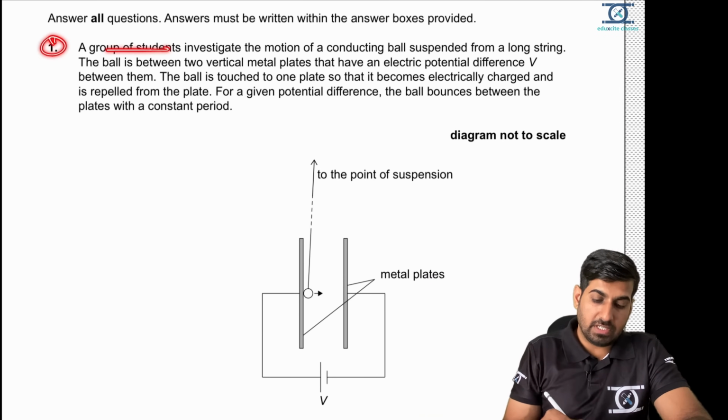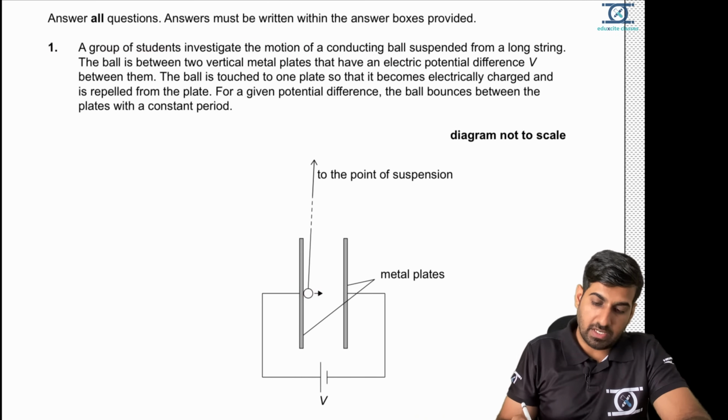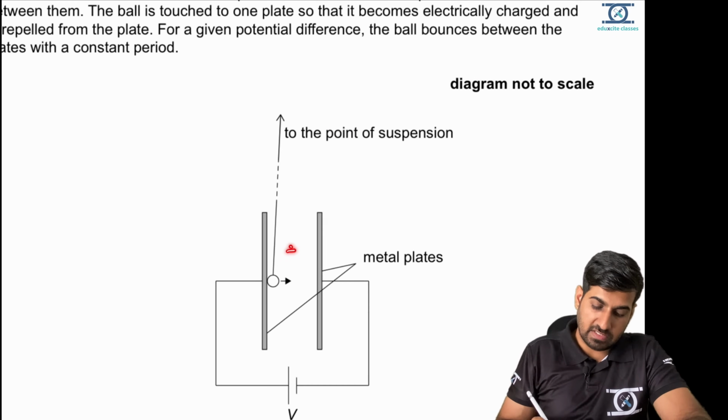A group of students investigate the motion of a conducting ball. This is the conducting ball which is suspended from a long string, and the ball is between two metal plates that have an electrical potential difference of V. The ball is touched to one plate so that it becomes electrically charged. So let us say this is positively charged.